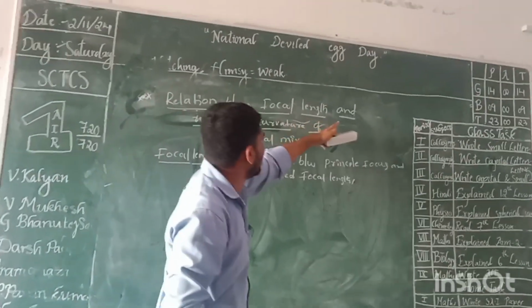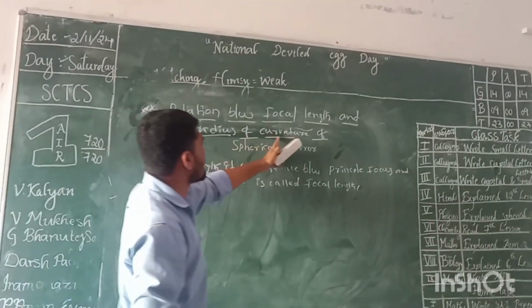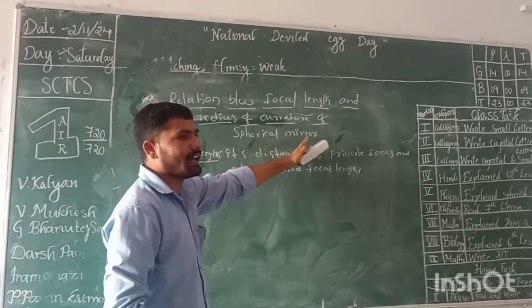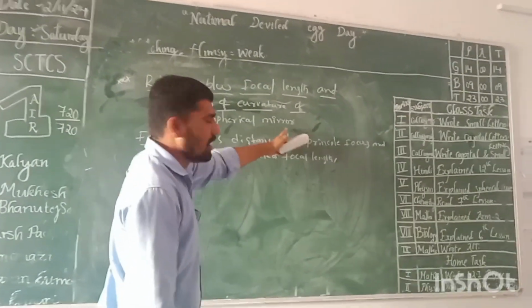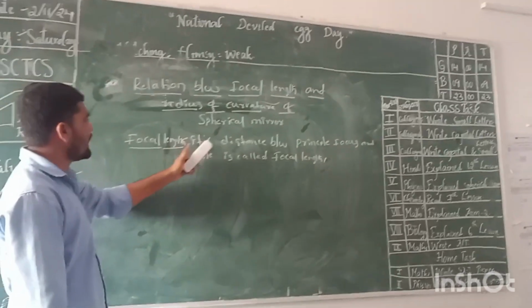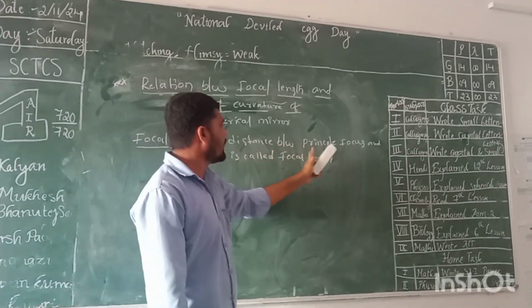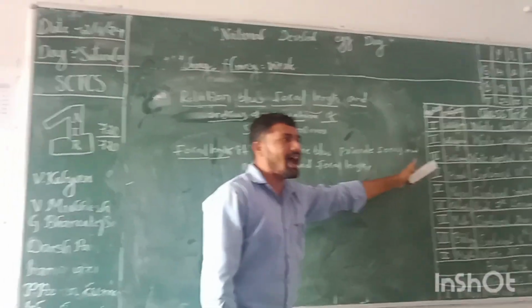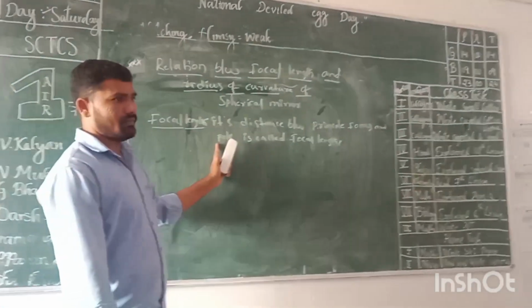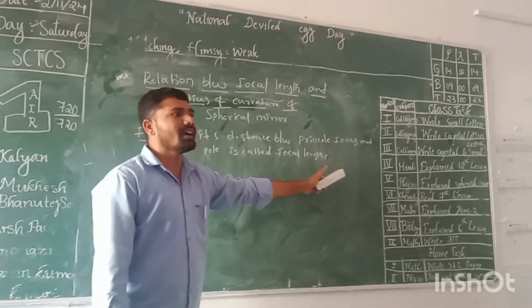The topic is the relation between focal length and the radius of curvature of a spherical mirror. The focal length is defined as the distance between the principal focus and the pole.